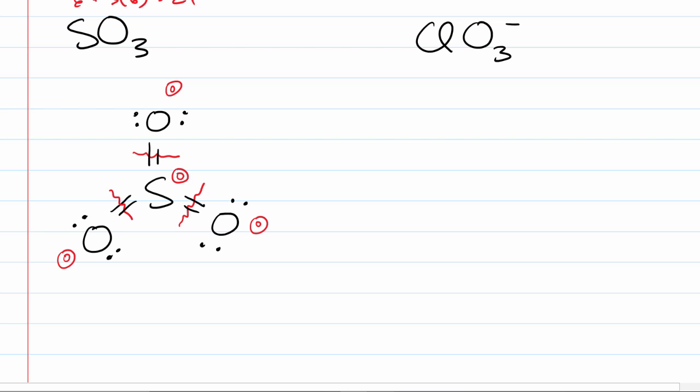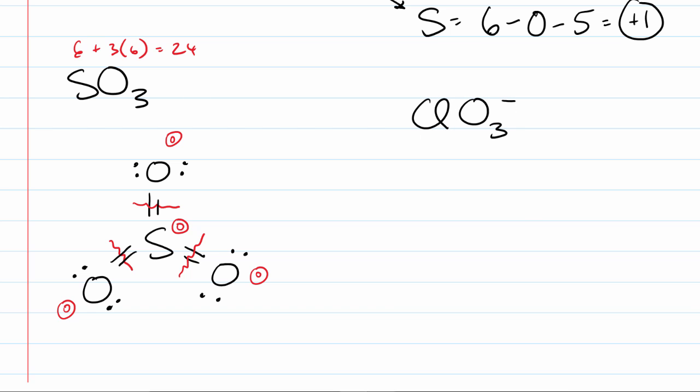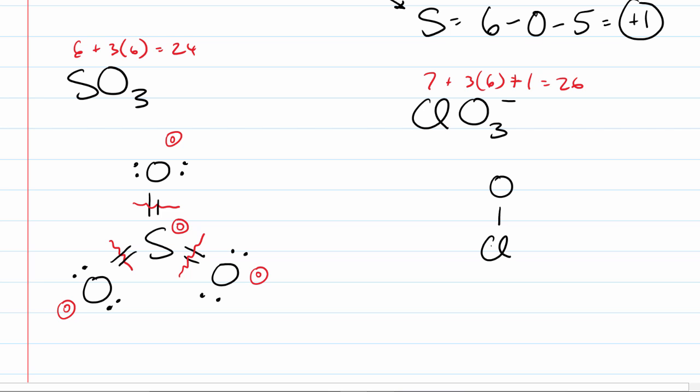Okay, any questions on this one? Okay, if we went to the chlorate ion and wrote out its structure, we first of all calculate the valence electrons. We have 7 on the chlorine, 6 on each oxygen, and we add in 1 more. Altogether we're going to have 26. We then start drawing out the structure for the chlorine. We surround it by the oxygens.